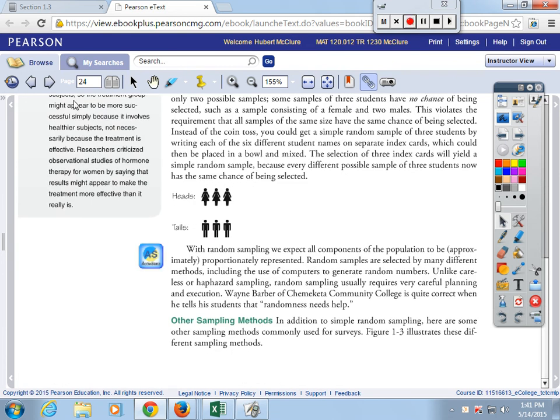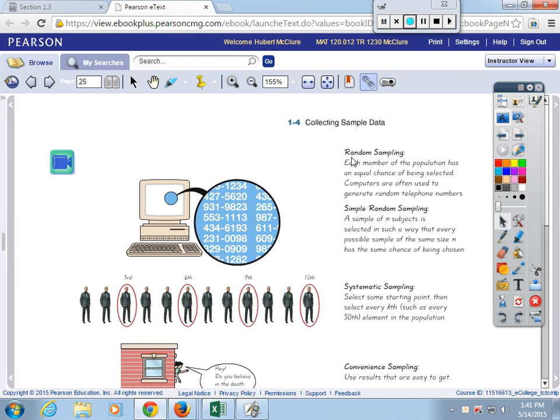I want you to know what a random sample is. Okay, here it is. Random sample. This is on page 25. The key word with random sample is right here. What does that say? Each member of the population has an equal chance. No yawning in class. No coughing, yawning, or breathing. Y'all settle down. Each member of the population has an equal chance of being picked.